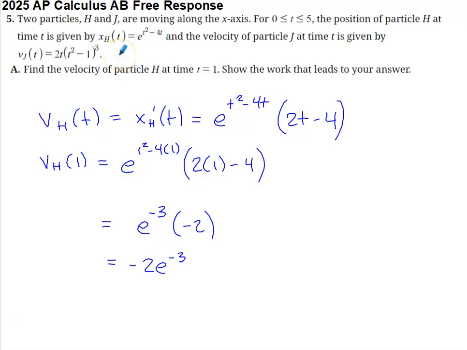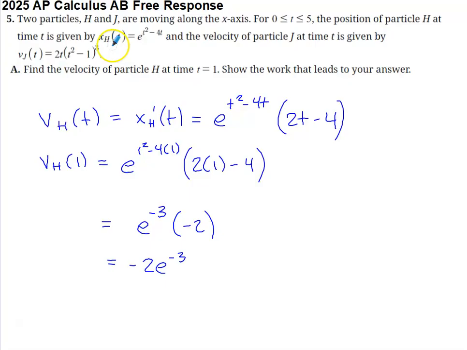So what you have to pay attention to throughout this problem is the fact that you have access to a position function for h, and you have a velocity function for j. Pay attention to what each part of the problem is asking you to reference. In this case, part A is asking us for the velocity of particle h at time 1. Show the work that leads to your answer.